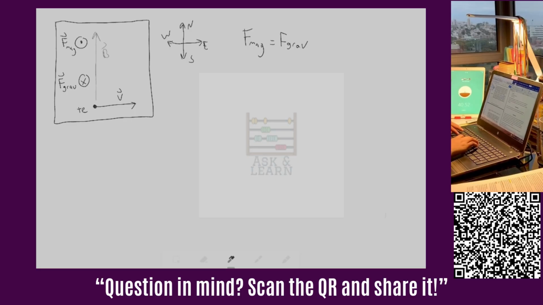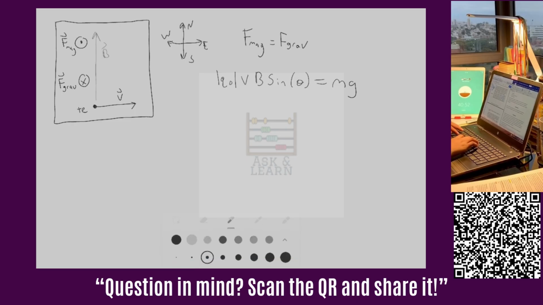From the textbook, the magnitude of the magnetic force is given by the charge of the particle multiplied by its speed, multiplied by the magnitude of the magnetic field through which the particle is traveling, and then lastly multiplied by the sine of the angle between the magnetic field vector and the velocity vector of the object we care about. And that's going to be equal to the gravitational force on this object, and that is just the mass of the proton multiplied by the acceleration due to gravity.